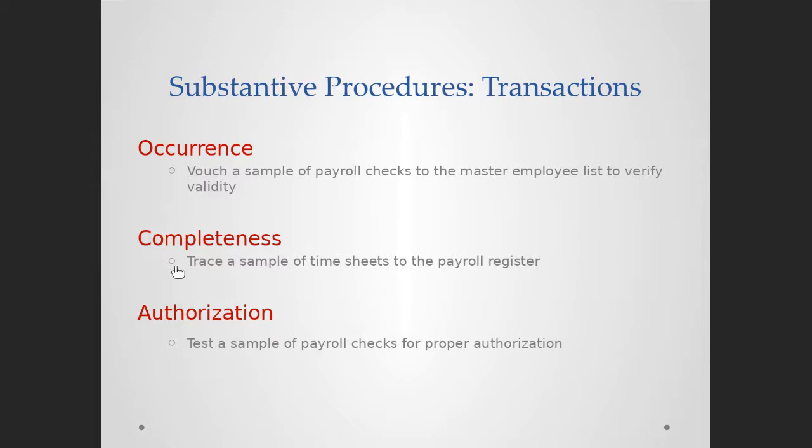The next thing we test is completeness, where we trace a sample of timesheets to the payroll register. Timesheets, remember, show us the amount of work done by an employee during a pay period. We take those and we compare them with the payroll register. Payroll register shows us a list of all the employees who got paid. So every timesheet you have for that pay period should correspond to a payment to an employee, right?